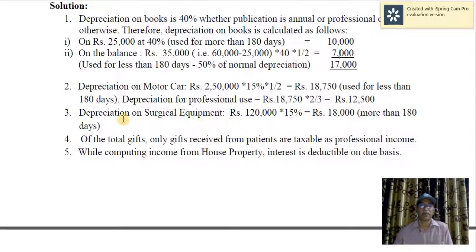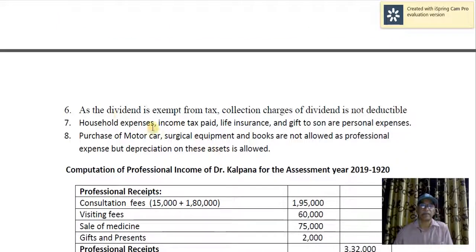Depreciation on surgical equipment, that is on rupees 1,20,000 at the rate of 15%, comes to rupees 18,000. And the surgical equipments were used in the previous year for a period of more than 180 days. So, normal 15% depreciation. Of the total gifts, only gifts received from patients are taxable as professional income. While computing income from house property, interest is deductible on due basis. As the dividend is exempt from tax, collection charges of dividend is not deductible.